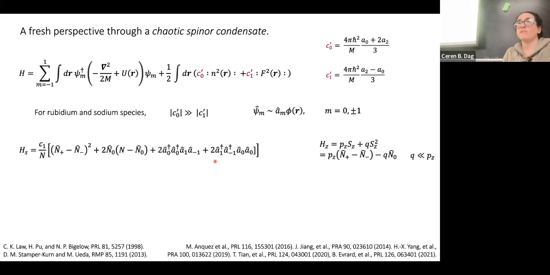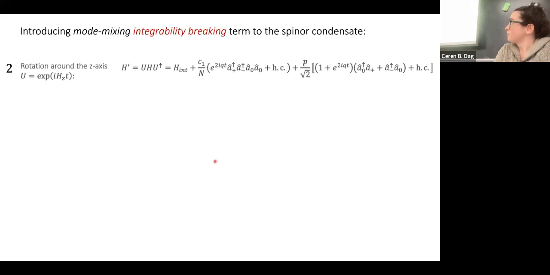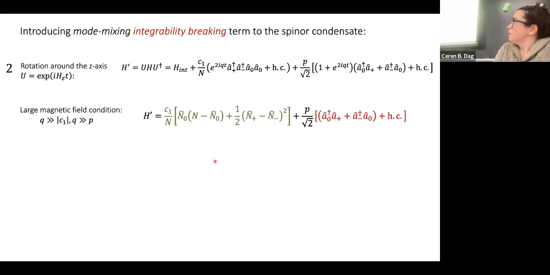And first of all, we need to have a chaotic system. We want to induce chaos. For this, we need to break the integrability. So we imagine adding two rotating in-plane fields first, and then we do a change of rotation in the second step. Under the large magnetic field condition, we end up with this simpler Hamiltonian here. The green part is our interaction part, and the red part is what's breaking the integrability in the system. It's the mode mixing part, as you can see. So these are annihilation and creation operators for your spin plus, minus, and 0 operators.